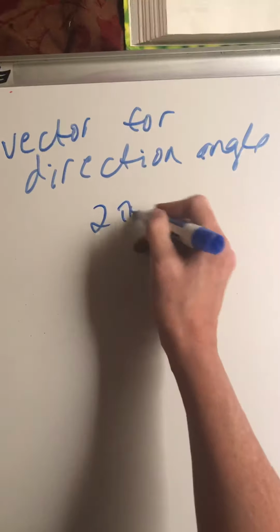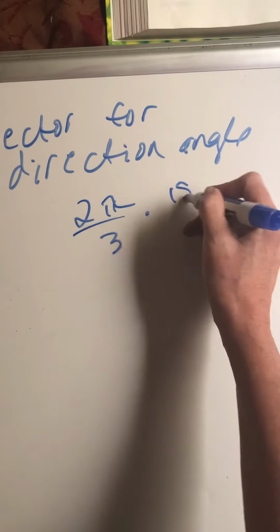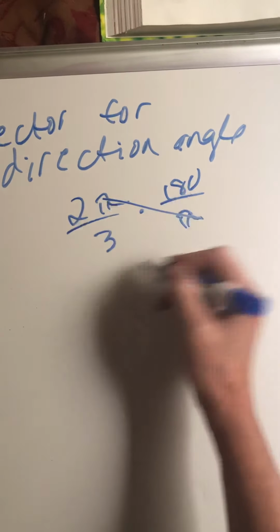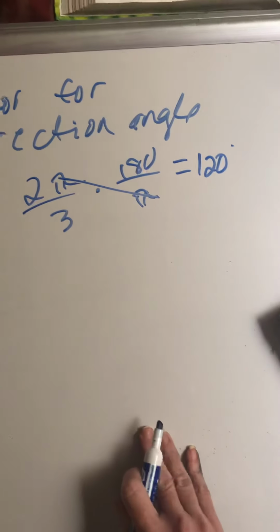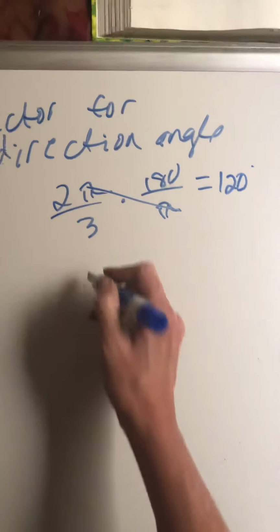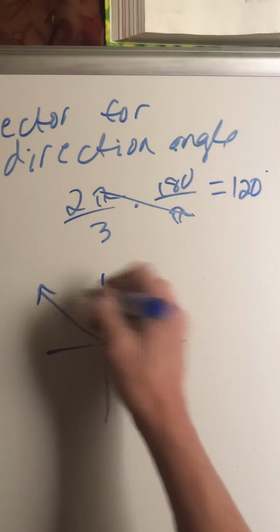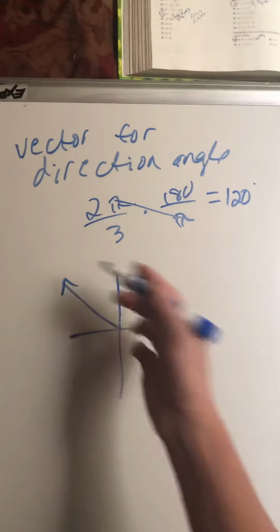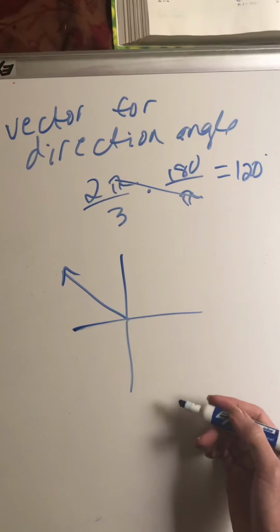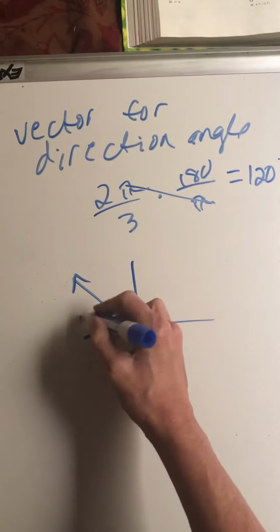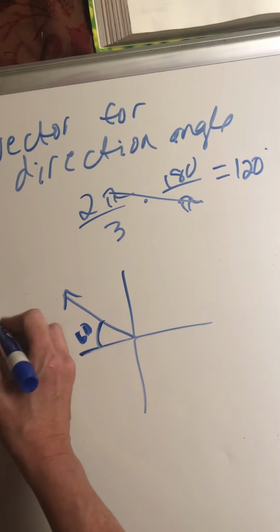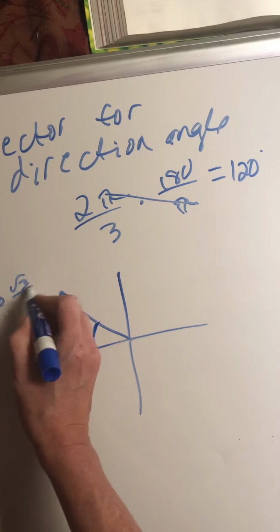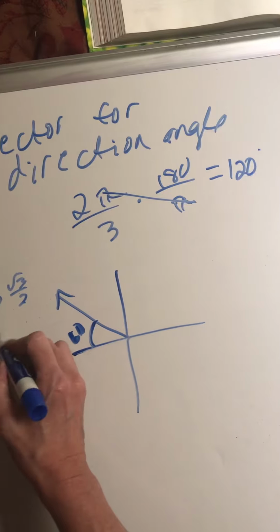Okay, so vector for direction angle. This is 2 pi over 3. So again, we're asked to graph it first. So I want to get rid of the pi's. That's 60, so that's 120. So my angle is 120. To graph that angle, that means I'm in the second quadrant. So you need to pick the graph where it shows the terminal side in the second quadrant. Again, my reference angle is 60. So again, sine for 60, square root of 3 over 2. Cosine for 60, 1/2.